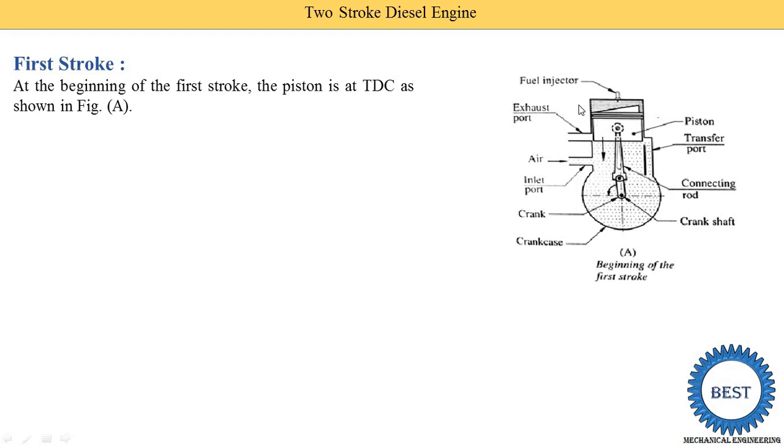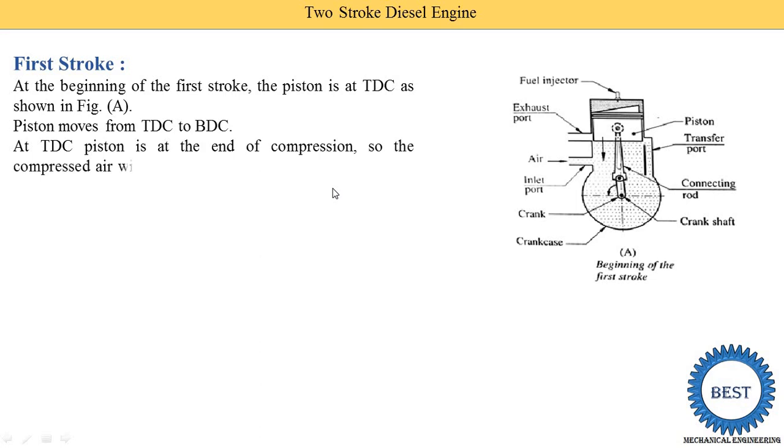So at the starting of the first stroke, the piston is at the top dead center, okay, and the area above the piston and below the cylinder head is known as the combustion chamber. Piston moves from TDC to BDC. That's why we need to draw this downward arrow. So the piston is moving from TDC to BDC.